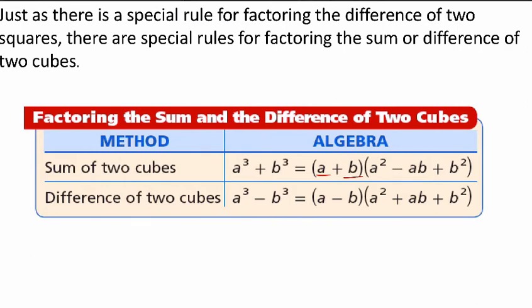One is a plus b, so whatever the cube root of those two terms is, times a squared minus a times b plus b squared. The difference of two cubes is pretty much the same format, we just changed the sign of a couple things. So a cubed minus b cubed is a minus b times a squared plus ab plus b squared.